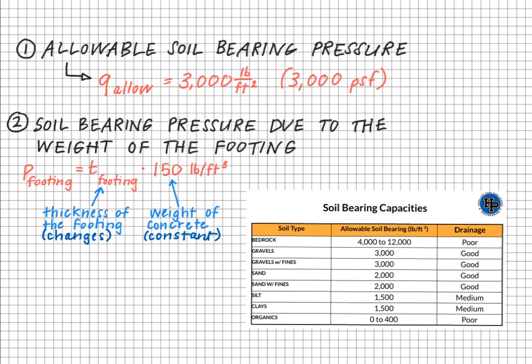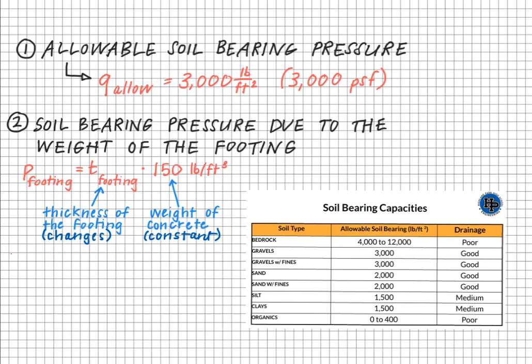The next step is figuring out the soil-bearing pressure due to the weight of the footing. So the first thing we need to do is figure out the total weight of the footing. Based on the thickness of the footing, which was given to us in the problem, it's 1 foot 9 inches thick, multiplied by the weight of concrete, which is 150 pounds per cubic foot. Now the thickness of the footing, T footing, is going to change from problem to problem. The weight of the concrete is going to remain constant with any problem where you're calculating the size of a spread footing.